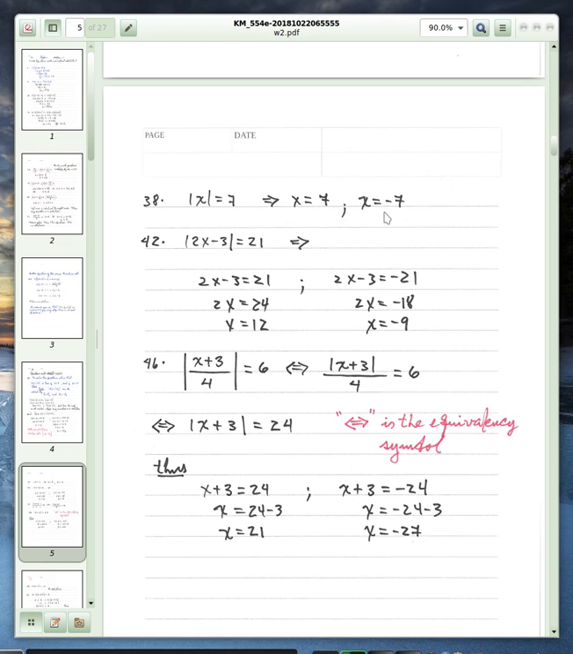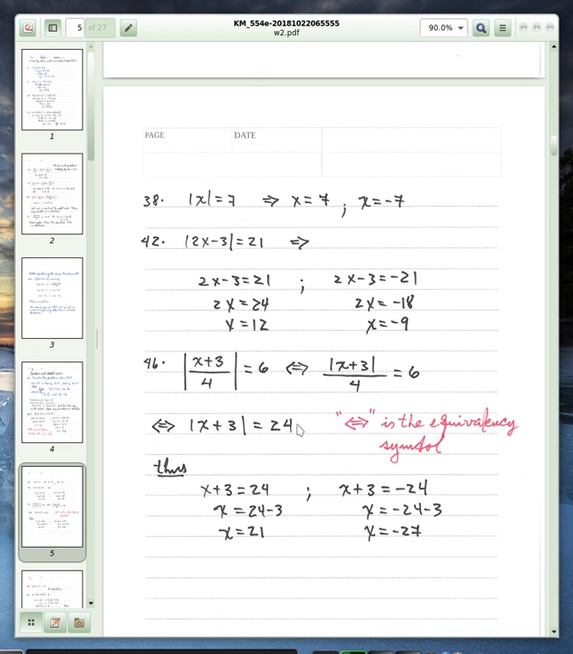42, same applies. 2x minus 3 equals 21. That will be true if 2x minus 3 equals 21, or if 2x minus 3 equals minus 21. So I solve both. The first case I just move negative 3 to the right, so 21 plus 3 is 24, and then I divide by 2 and get 12. In the second case, the same, negative 3 is moved to the right, so minus 21 plus 3 is minus 18. When we divide by 2, we get negative 9. So the solution to 42 will be 12 and negative 9.